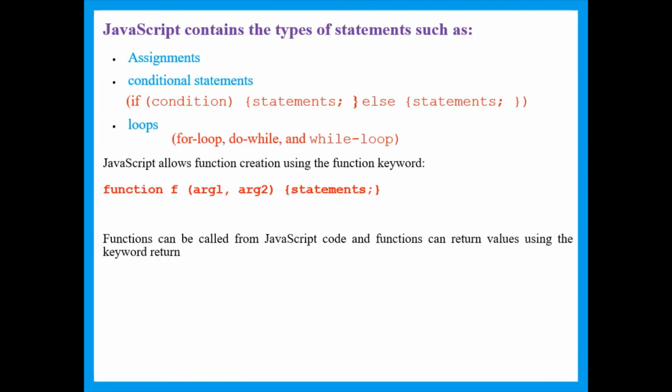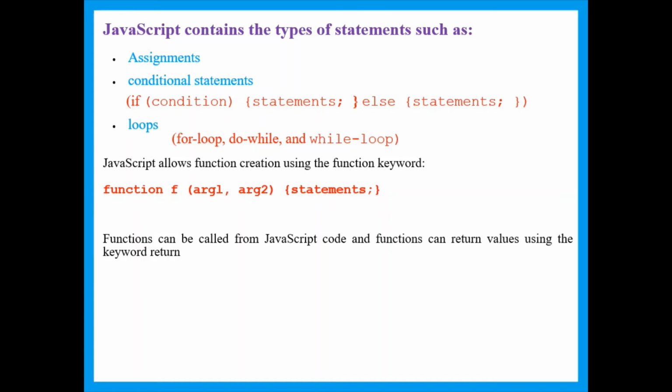JavaScript contains types of statements such as assignment statement, conditional statement, and looping statement. JavaScript allows function creation using the function keyword. The function can be called from JavaScript code and a function can return a value using the return keyword.